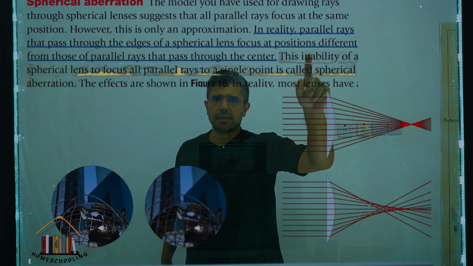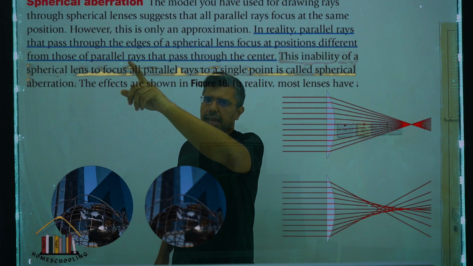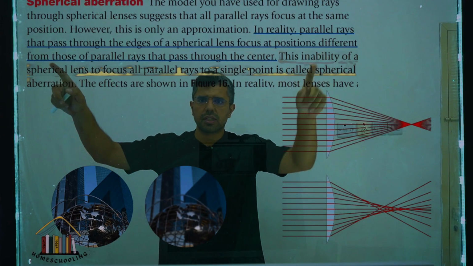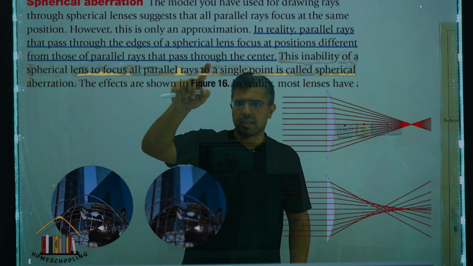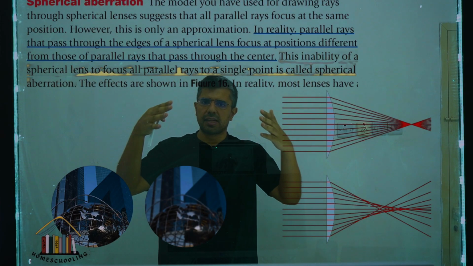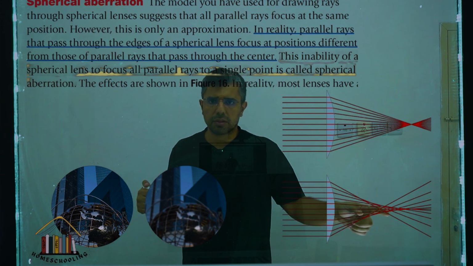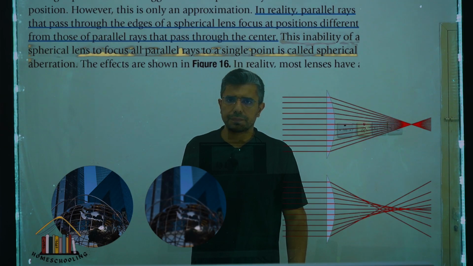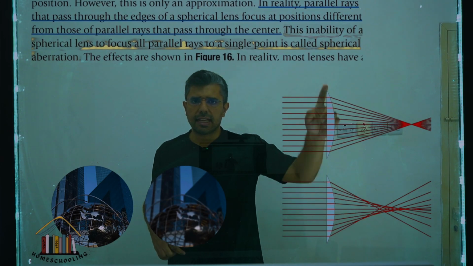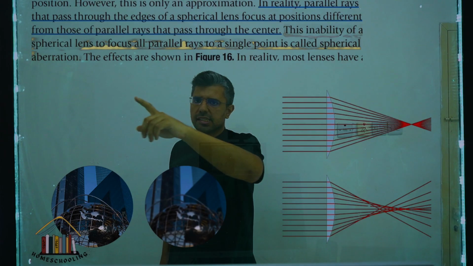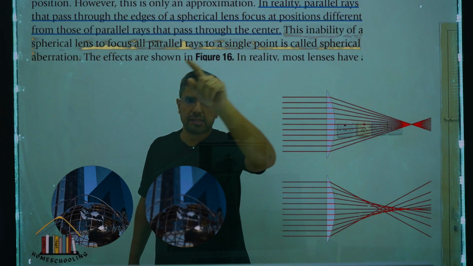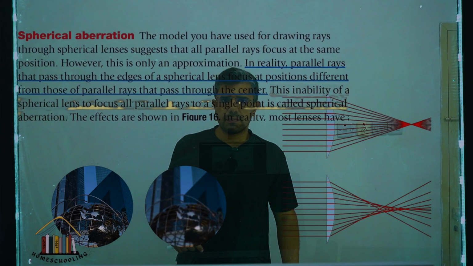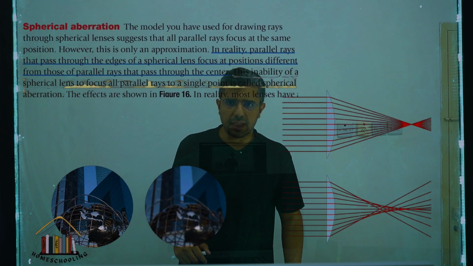In reality, parallel rays that pass through the edges of a spherical lens focus at positions different from those of parallel rays that pass through the center. So not all the rays passing through the lens come to a single point, causing this kind of problem. This inability of spherical lenses to focus all parallel rays to a single point is called the spherical aberration. So that's the first problem.